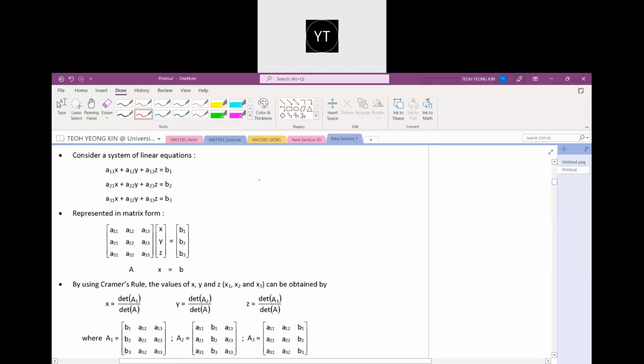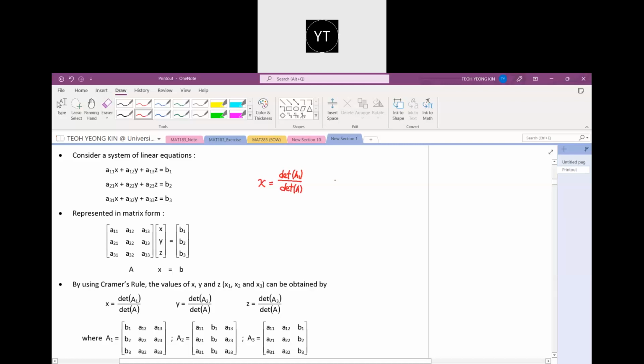So, the formula will be X is equal to the determinant of A1 over the determinant of A. After that, I will show you what is A and what is A1. Nanti kita cari determinants je. We have learned how to find the determinants. Only now, what is the matrix A? What is the matrix of A1?